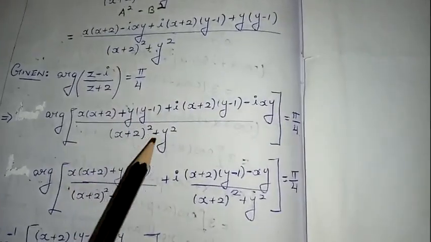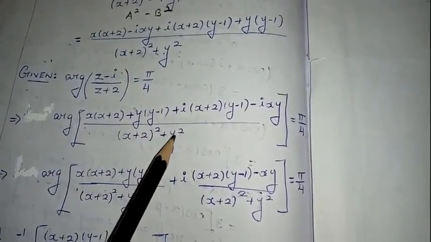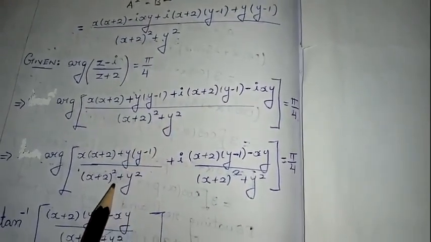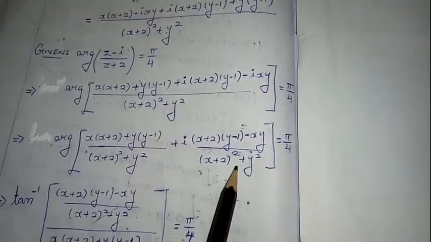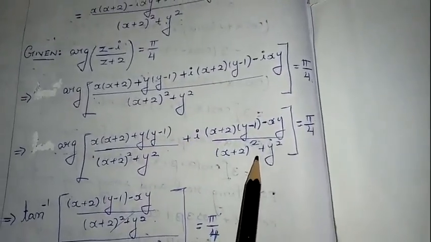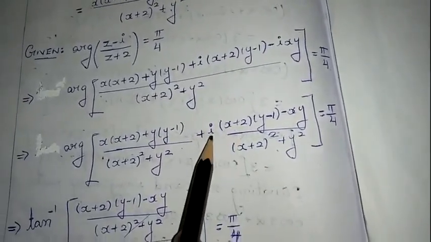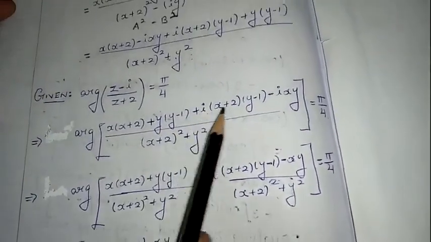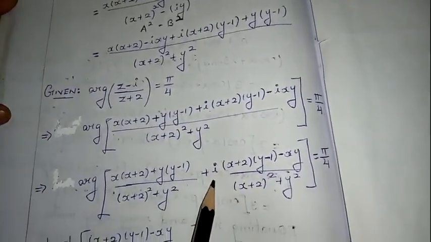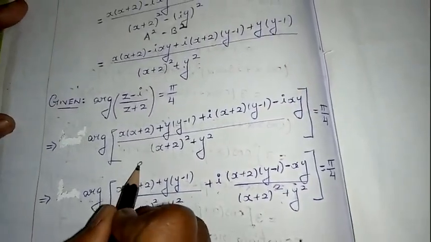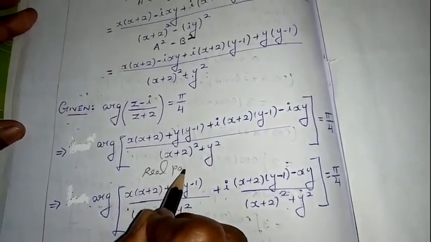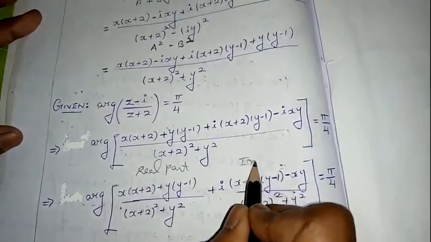What I am doing is, I am splitting the expression into two parts, real part separately and imaginary part separately. How to identify the imaginary part: wherever you have i, that term I take and write separately, students. So this is going to be your real part and this is your imaginary part.